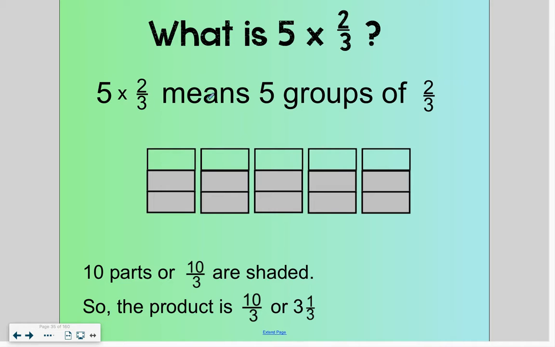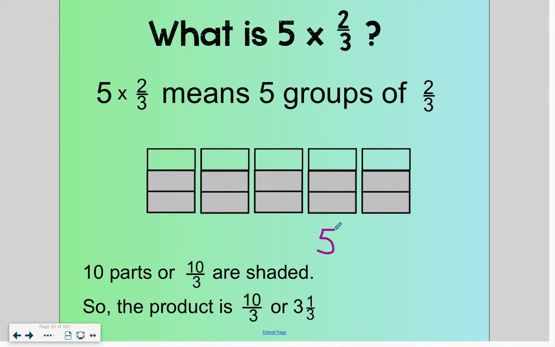5 times 2/3 means 5 groups of 2/3. So notice I have 1, 2, 3, 4, 5 total groups, and each has 2/3 shaded. So 2 of those 3, 2 of those 3, and on. 10 parts, or 10/3, are shaded. So the product is 10/3, or 3 1/3. If we were to make this a simplified fraction, by moving over our thirds, we'll end up with 3 wholes and 1/3.